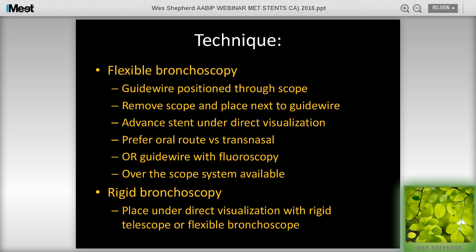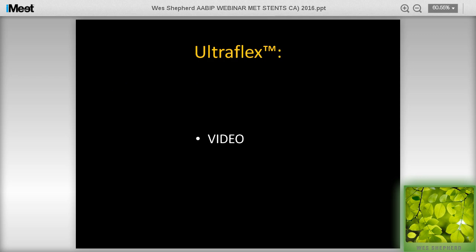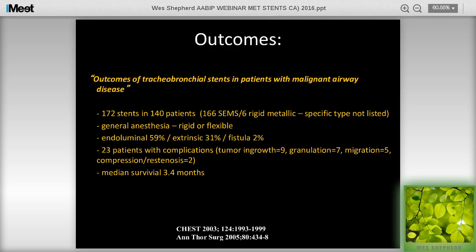It used to be fairly common practice that stents could also be placed with fluoroscopy over guide wires, although this is fairly rarely done today. And of course, rigid bronchoscopy, which affords you a lot of control and direct visualization with a rigid telescope or flexible scope through the rigid scope. I'm going to skip the video for now. Just a couple studies here I'd like to highlight.